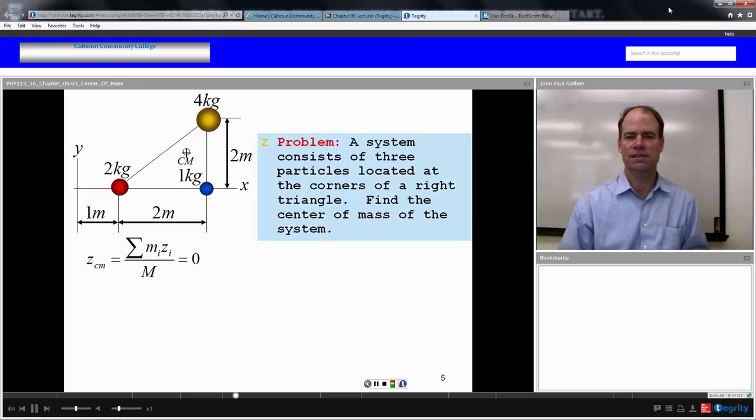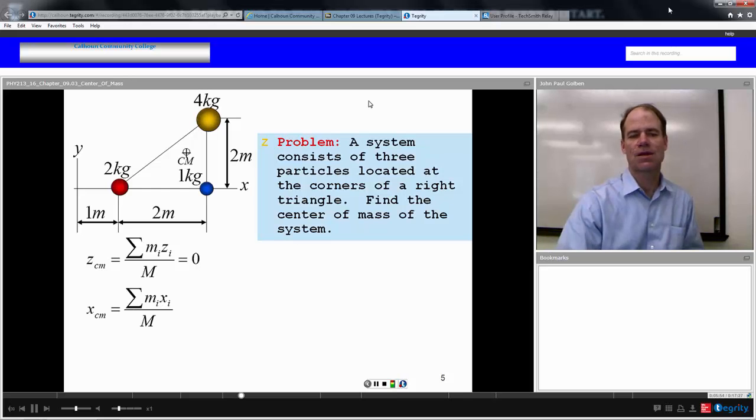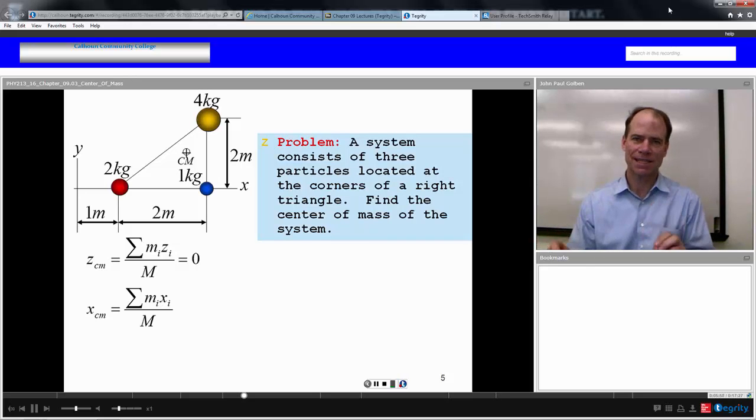It's all in the x, y plane, so z is equal to 0 for all three, so our z center of mass is 0. What about our x center of mass? Each mass multiplied by its x position, add together, divide by the total mass of the system.